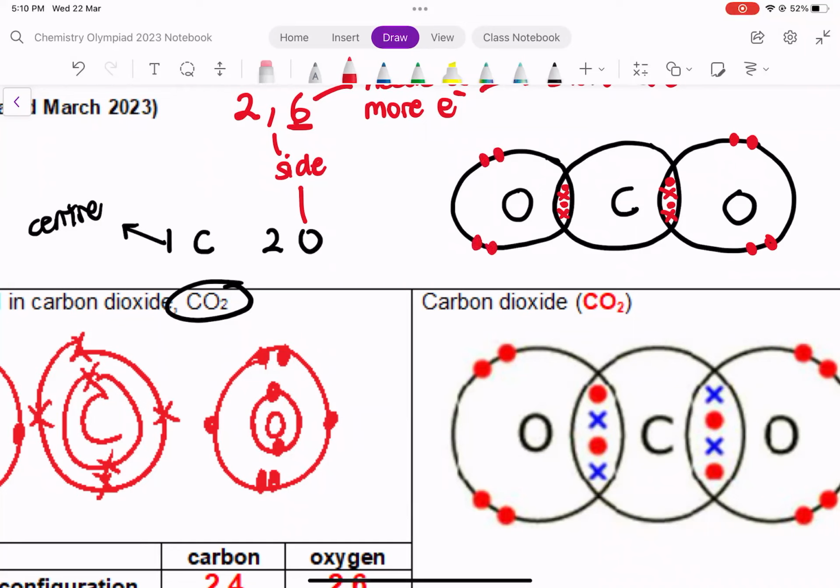Why 4 more outside? Because a fully filled valence shell must have 8 electrons. Since I've drawn 4 which are shared already, I must have 4 more outside which are not shared. How about the carbon in the center? It also needs 8 electrons. If you count, dot cross is 4, and dot cross is also 4 on the right. So in total, carbon has 8 electrons, including the shared electrons, in its valence shell. So that's how we draw a dot and cross diagram.